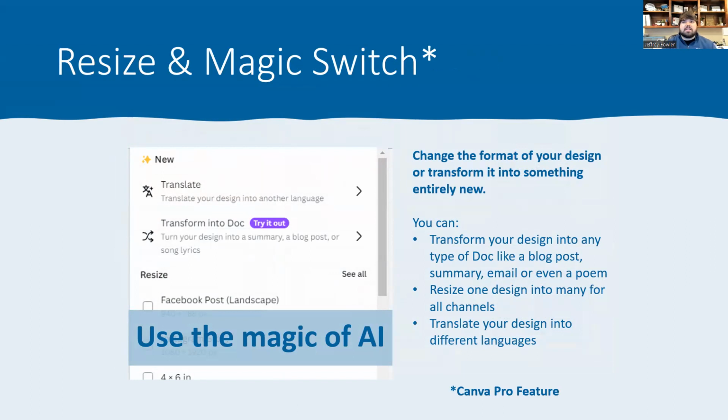What's really cool about this is, let's say maybe you make a Facebook post. Well, then you can make that post the size for Instagram. Or maybe the Facebook post is really cool and you want to print it out. So you make it an 8.5 by 11. So those are really cool features that can help you.